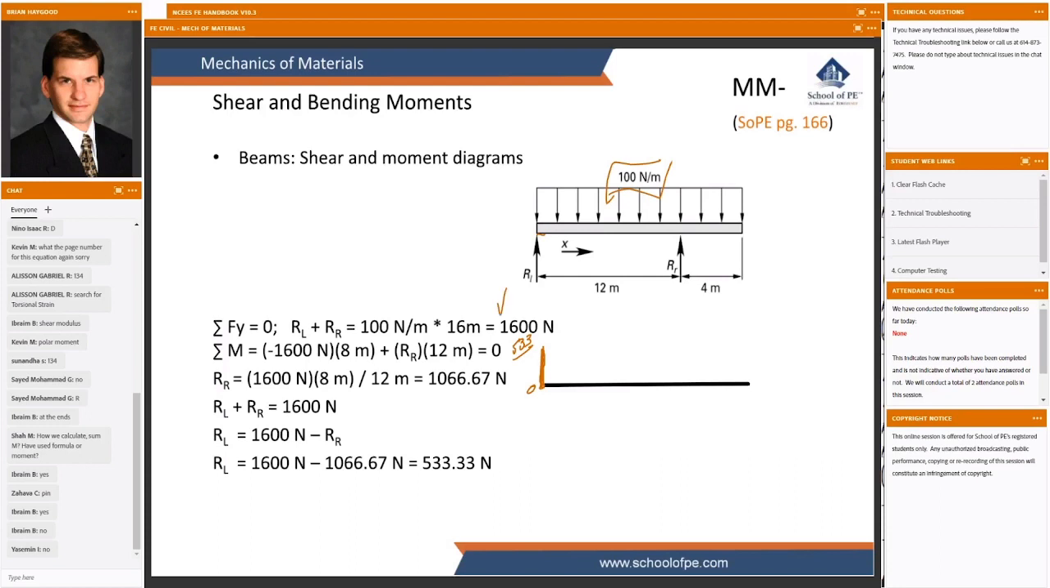So we start at a value of 0, we instantly rise to 533, and then by the time we're 1 meter across this, we'll have lost 100 newtons per meter. So this value, the value of the distributed load, is the slope of our shear diagram. How about at 2 meters? Where do you think we'll be? Well, we're going to lose another 100 newtons per meter, so we'll be down at 333.